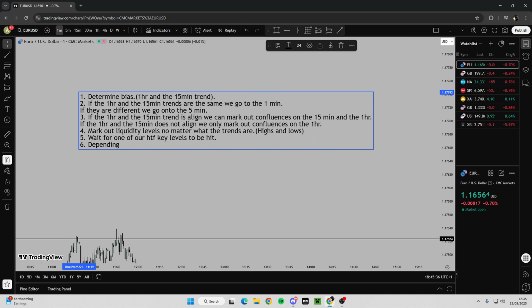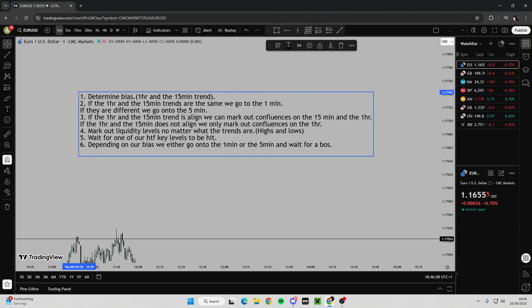Depending on our bias, we either go onto the 1 minute or the 5 minute and wait for a break of structure. So what we do is we look at the trend.